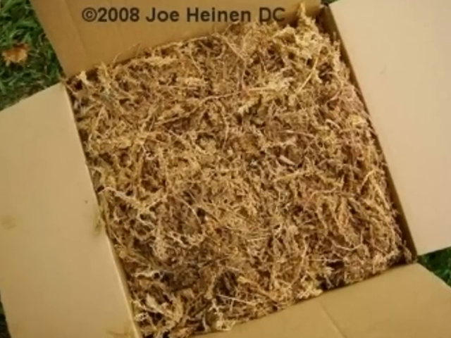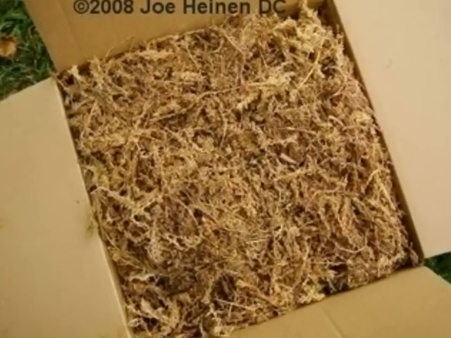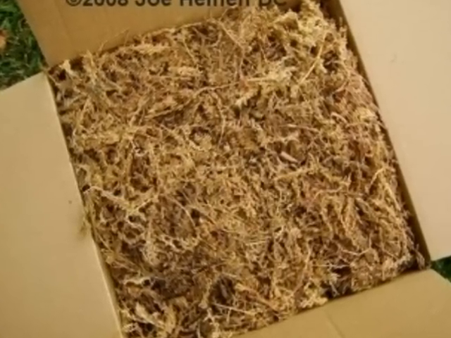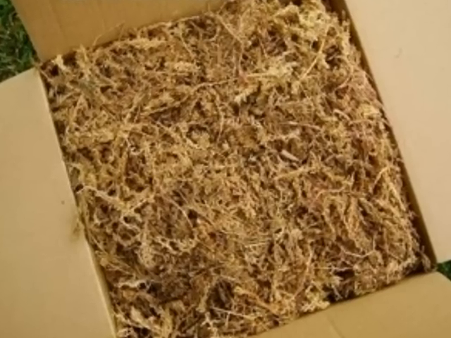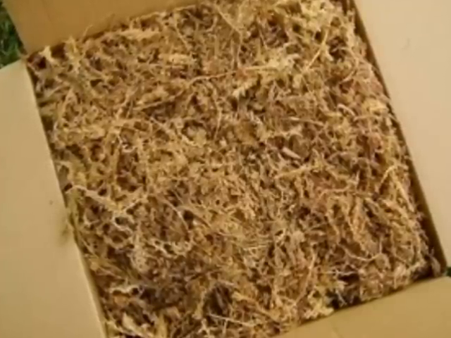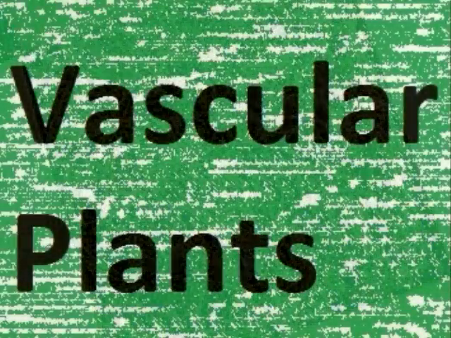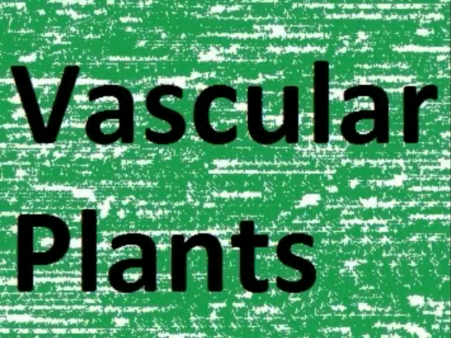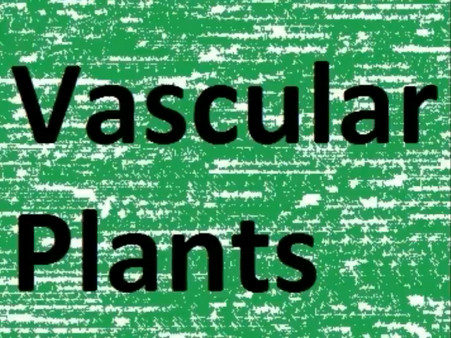Sphagnum moss is highly absorbent. It was used during the First World War as a dressing for wounds and boils, and it is currently used in the horticultural industry to make the soil more acidic and to hold water. Many of the plants we know and see in our gardens, however, are vascular plants.